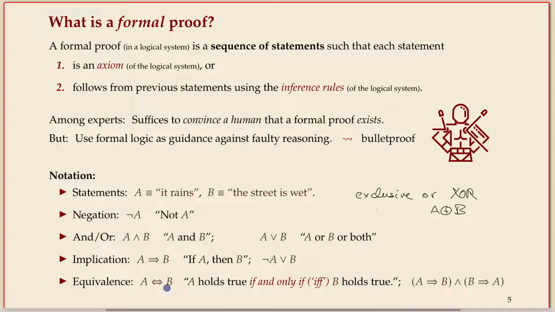Equivalence is one step further. It says A and B are either both true or both false. So A equivalent to B means A holds if and only if B holds. Because this is something we use so often, mathematicians have invented this "iff," with a double F, to mean if and only if. Just the if is implication. The only if, A only holds if B is true, is kind of the reverse implication. So that's why you can also define A equivalent to B by having both implications: A implies B and B implies A. Yeah, question?